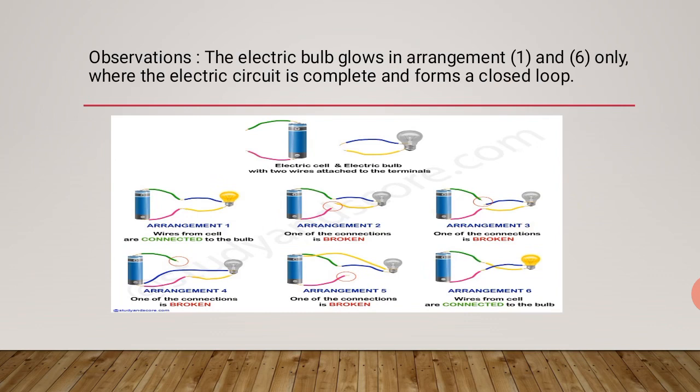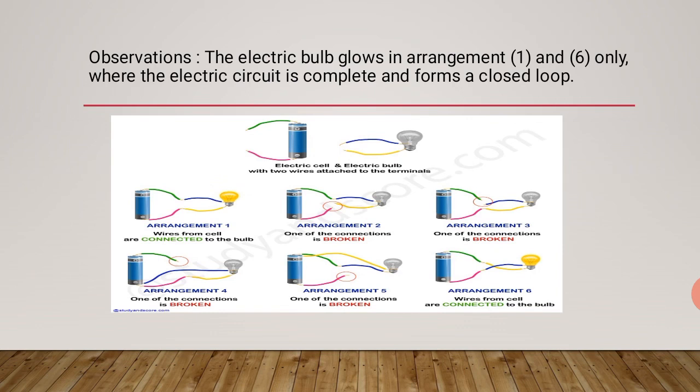Next, see arrangement 6. Here the positive terminal and negative terminal of the electric cell are connected to the bulb and the circuit is closed, so the current flows and the bulb glows. See the diagram here. In arrangement 6 we see that the bulb is glowing. So the conclusion is that the electric bulb glows in arrangements 1 and 6 only, where the circuit is complete or forms a closed loop.